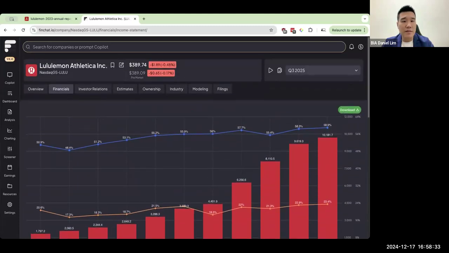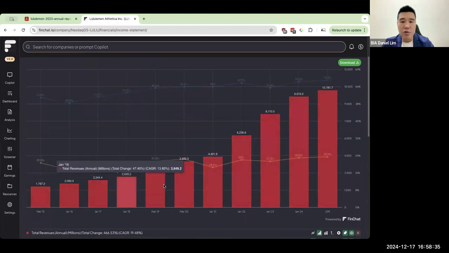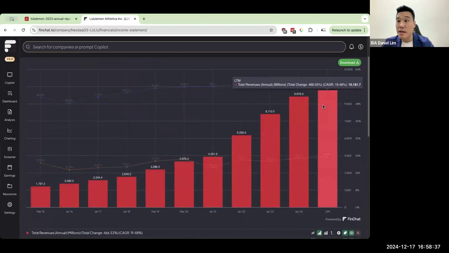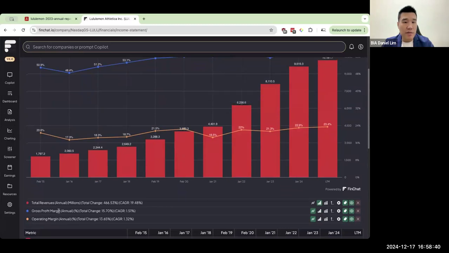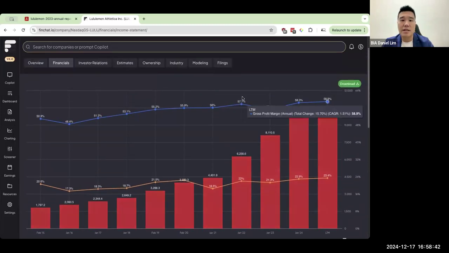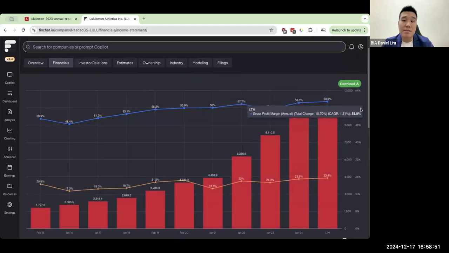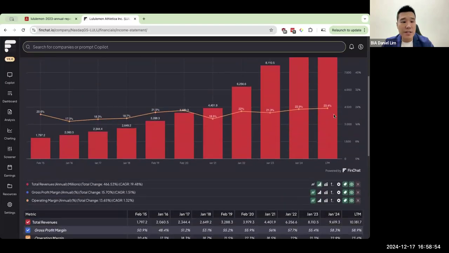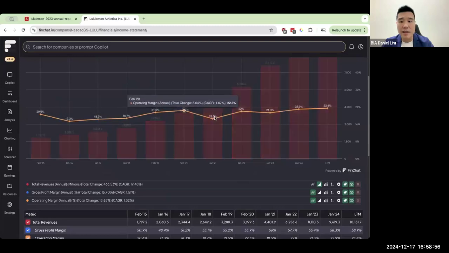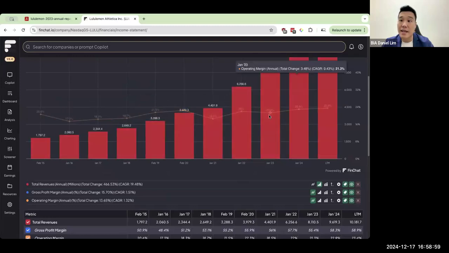For Lululemon, wow, every single year it's a growing company. Very, very good. Then the blue one here, gross profit margin. Wow, not bad, around 50%, and even increasing in recent years. That means the business is getting better and better. Operating margin, the orange one, wow, not bad, consistently around 20%. So in terms of the income statement, this is what we need to look at. Simple, right? That means this company is growing and profitable.